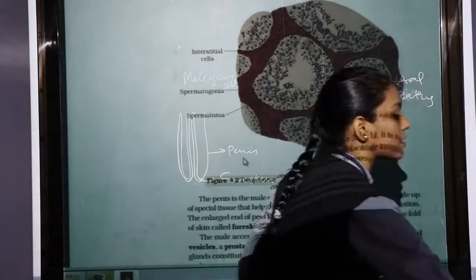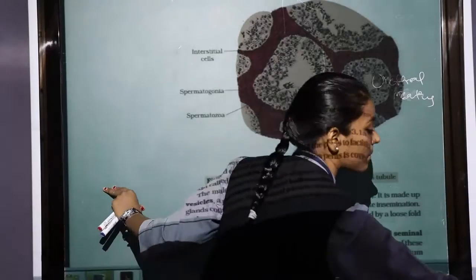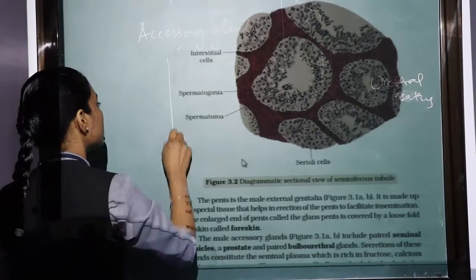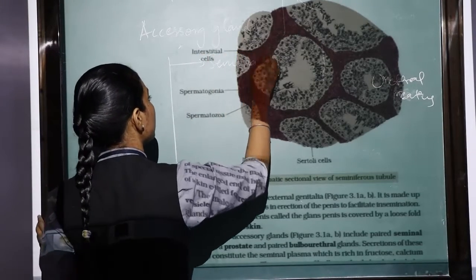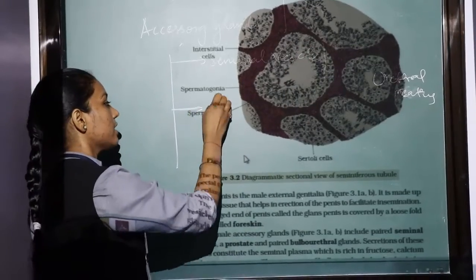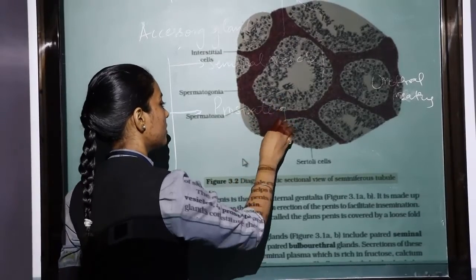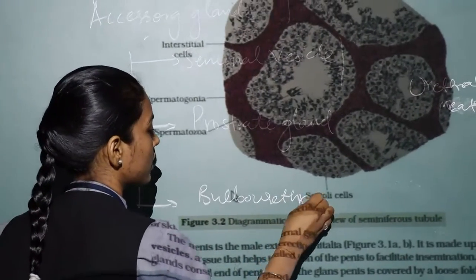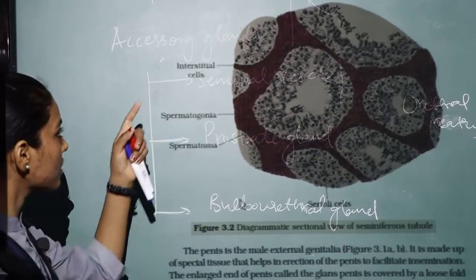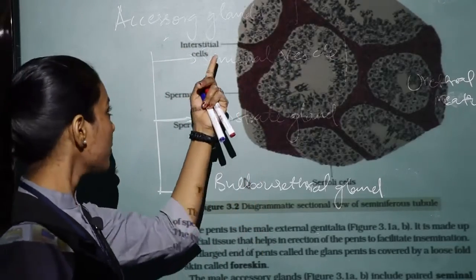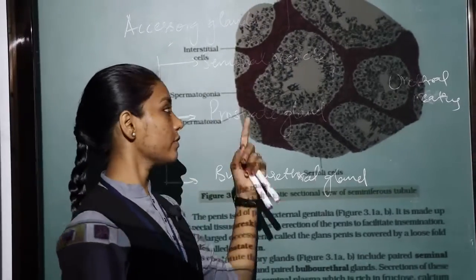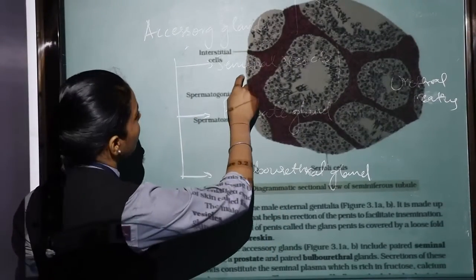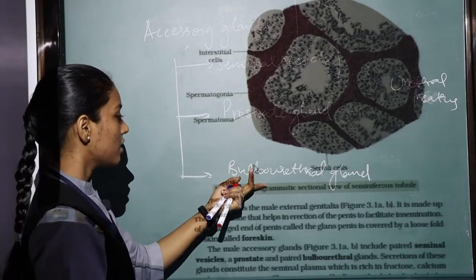Next we will see the male accessory glands. Accessory glands include seminal vesicles, the second thing is the prostate gland, and the last one is the bulbourethral gland. I hope you are clear with this. First we have seen the accessory ducts. Now we are seeing the accessory glands, and in external genitalia we have seen the penis, how it is covered with the outer skin or layer. Now, once again I would like to show you where the seminal vesicles, prostate gland and bulbourethral gland are present.